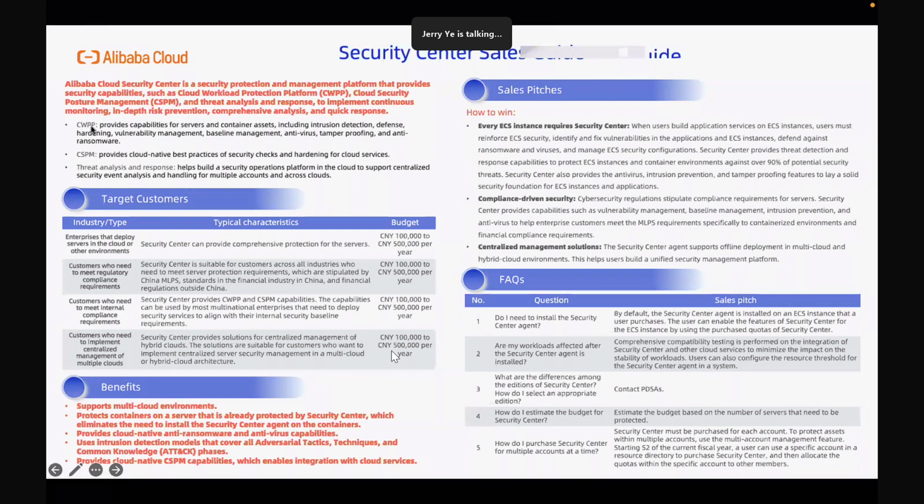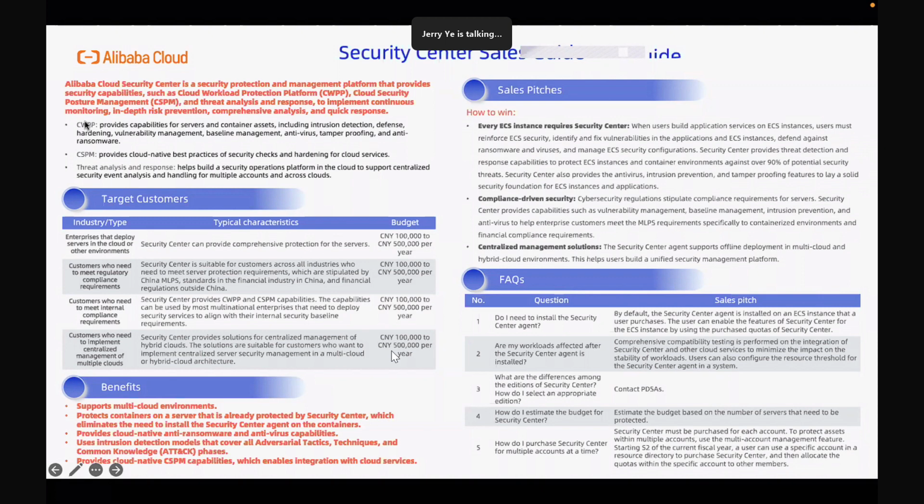Okay, so CWPP here, two layers. The first one is the server. The second one is the container. And the CSPM can provide a cloud-native best practice of the security checks and hardening for cloud services, while the final one is the threat analysis and response.